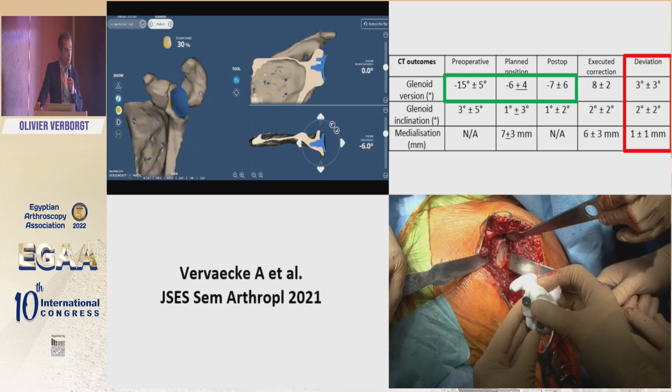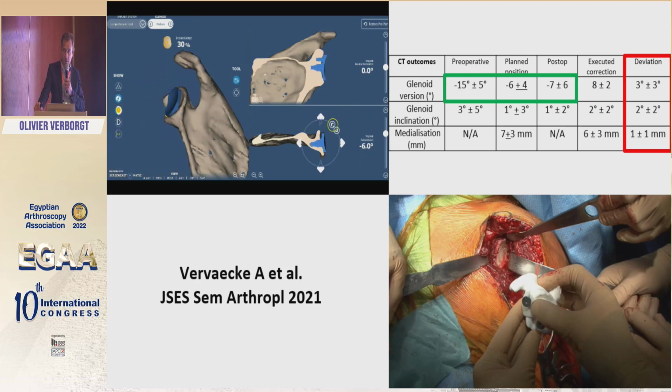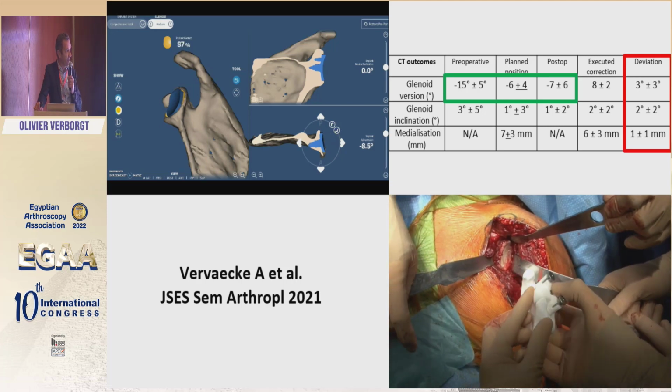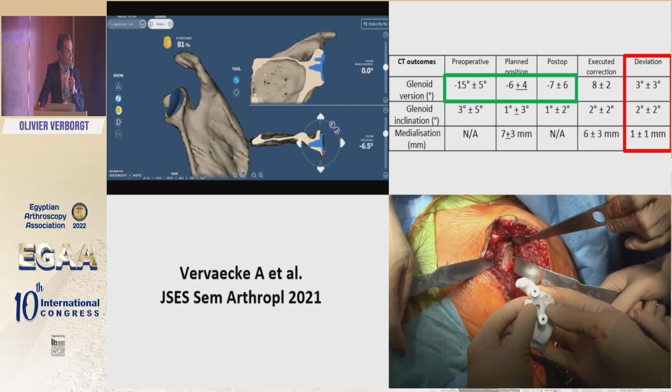I'm still a big fan of anatomic arthroplasty. I think there's still an important role for that. And if I can save my patients with an intact cuff from a reverse, I will use all the technology that I have to correct the glenoids in the right way.